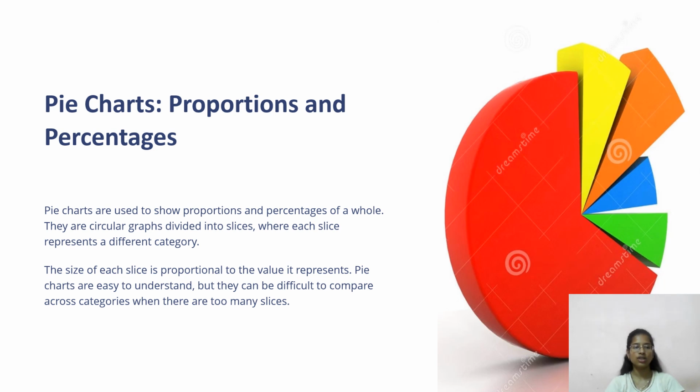True to the name, this kind of visualization uses a circle to represent the whole, and the slices of that circle or pie represent the specific categories that compose the whole. But they can be difficult to compare across categories when there are too many slices.